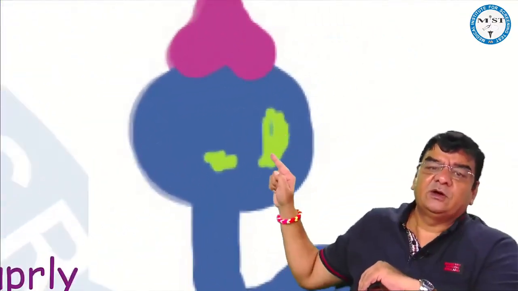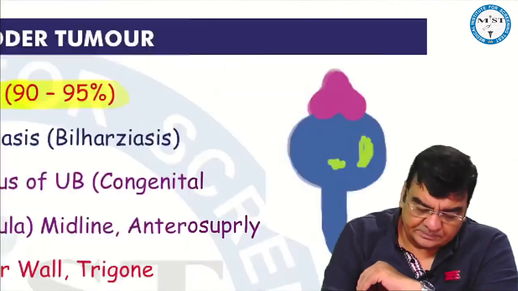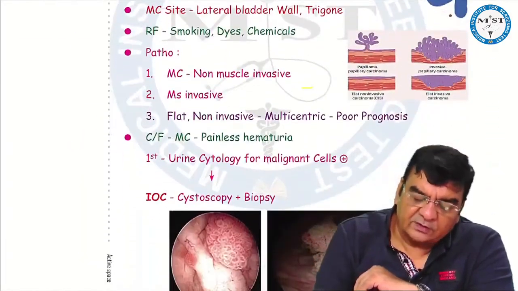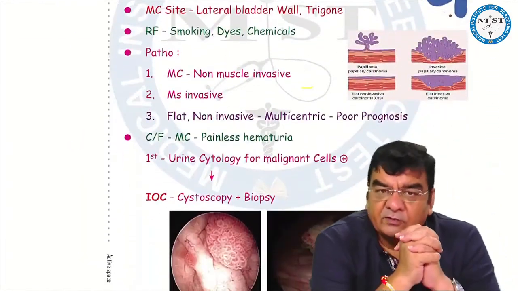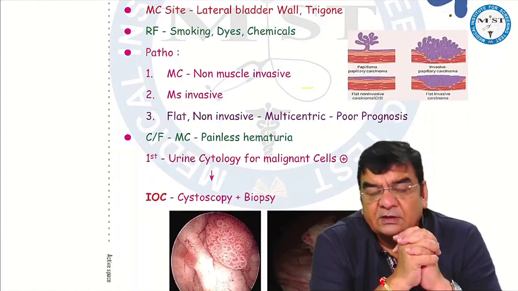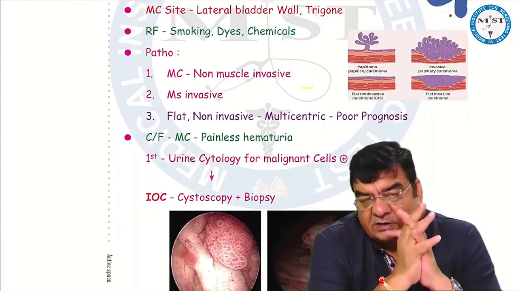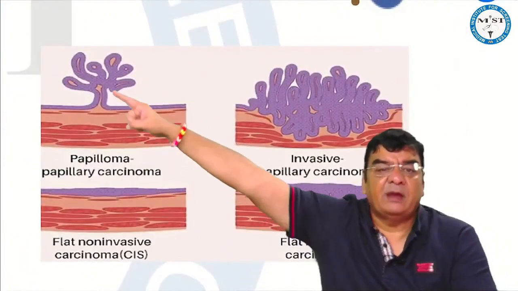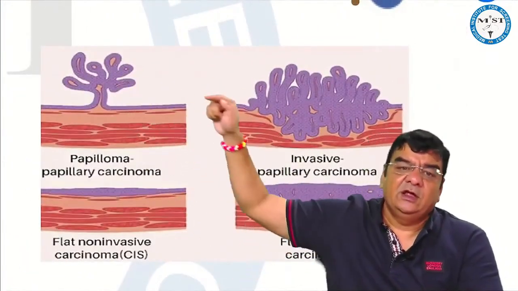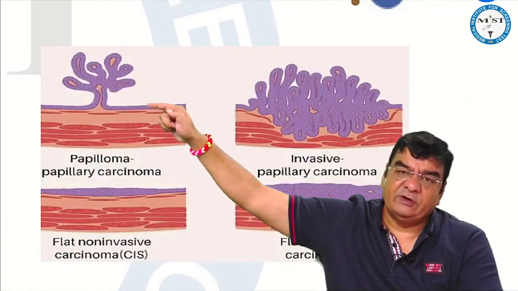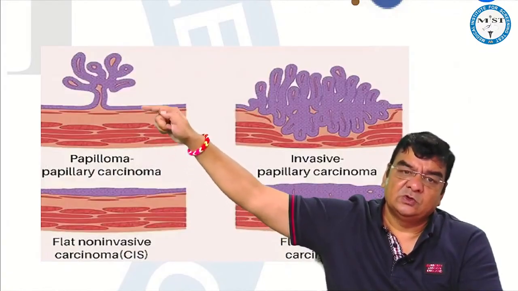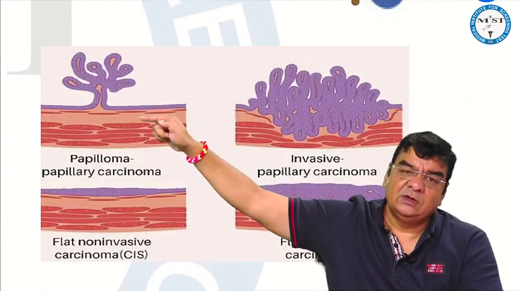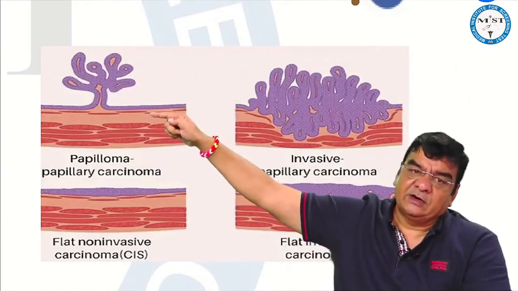Most commonly, the site of bladder cancer would be the lateral bladder wall and the trigone area. The risk factor would be smoking. Apart from this, various dyes and chemicals can be there. And if we look at the pathology, generally bladder cancers grow as papillomatous tumors. Most commonly, 70% of bladder cancers do not invade into the muscle. So they are in the mucosa or submucosa. That is superficial bladder cancer.